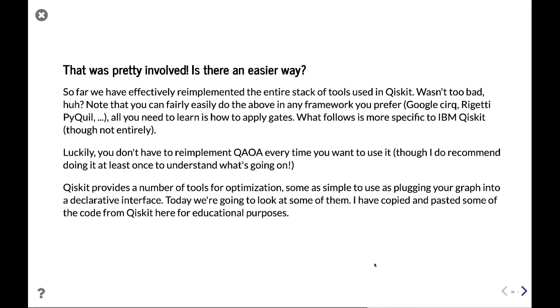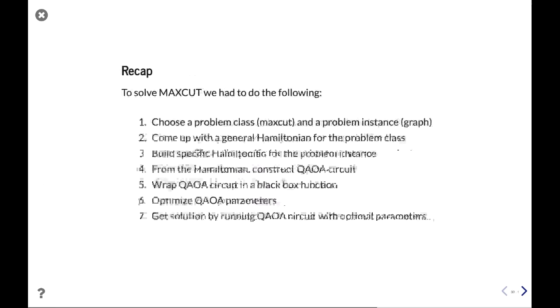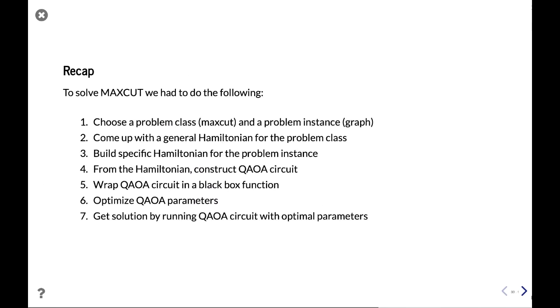Okay, so far I walked you through pedagogically what it takes to implement QAOA, so you have a good understanding of it. Now let me show you how you can skip some of these steps using Qiskit. To recap, we chose a problem class, maxcut, and a problem instance, in this case this 5-node graph. We built the general Hamiltonian for the problem class by sitting down and deriving it. And then we built this Hamiltonian for the problem instance.